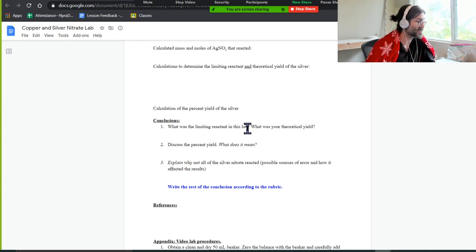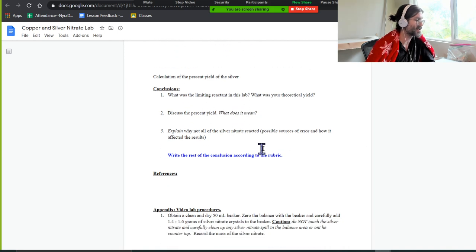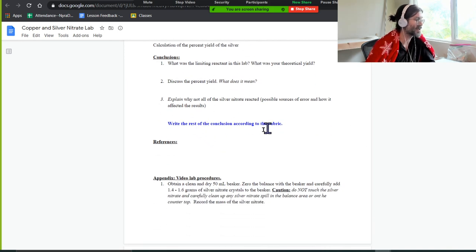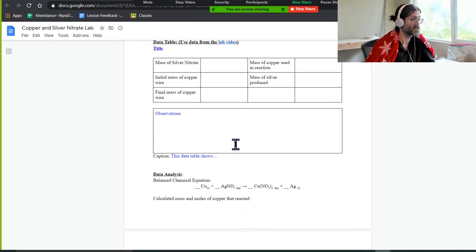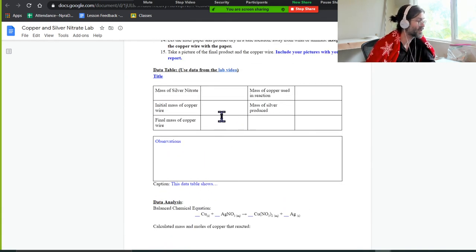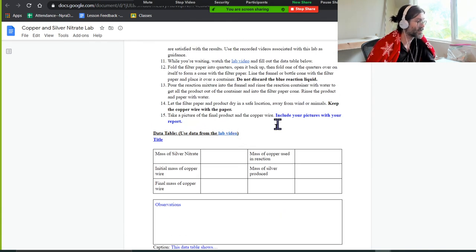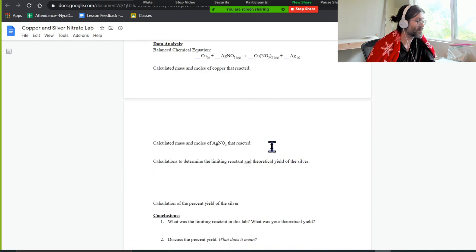Limiting reactant. What's the limiting reactant? What's the theoretical yield? Discuss the percent yield. What does it mean? And explain why not all of the silver nitrate reacted. Because not all of it's going to react. If you think that it does, if you think more reacted, keep in mind there's going to be a number at the end of the video. There's a number at the end of the video that's the product plus the paper.